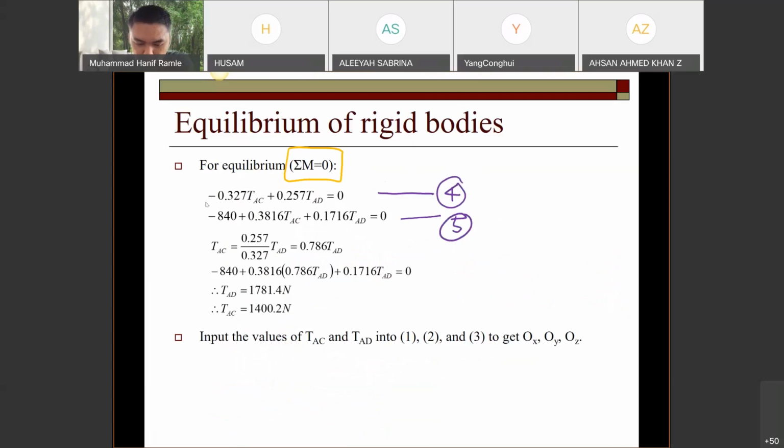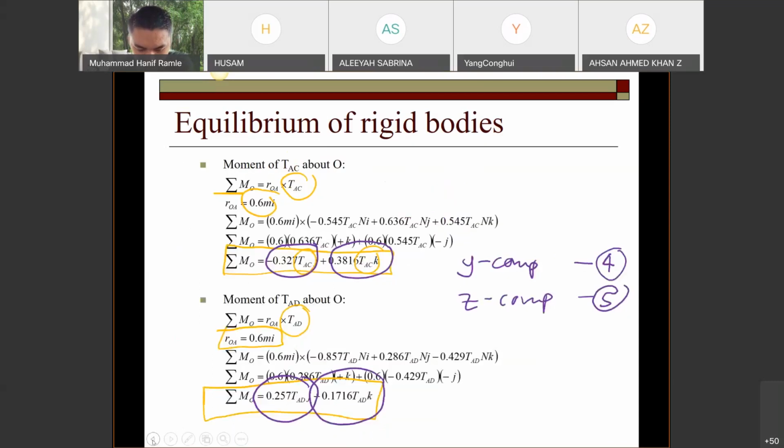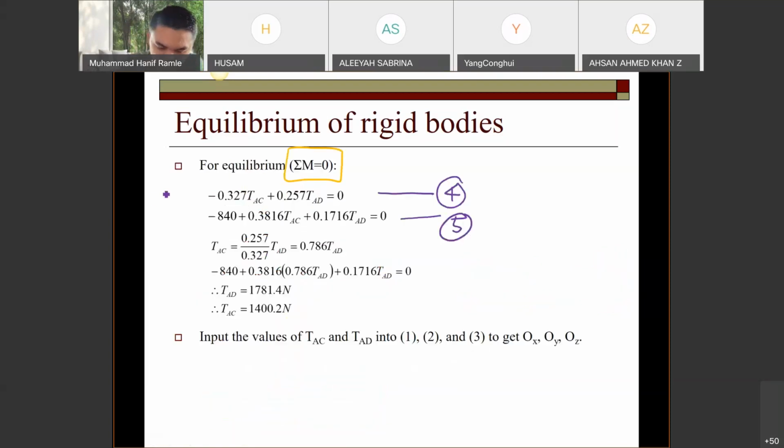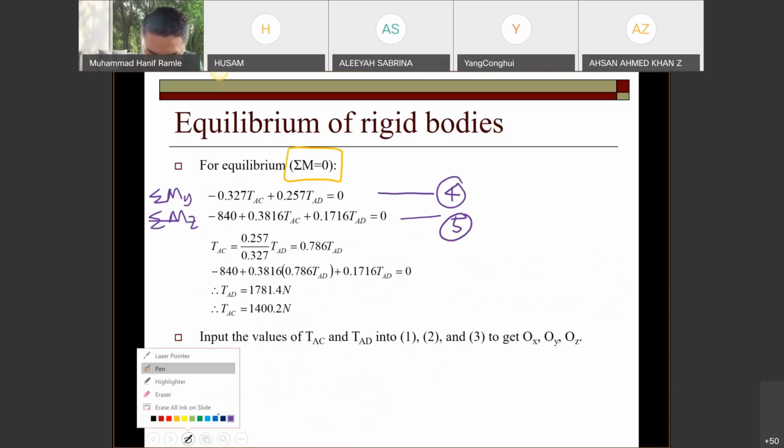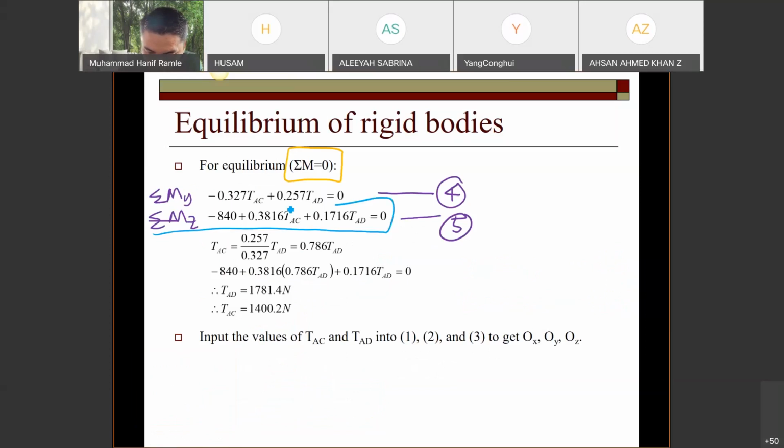This 0.327 is actually for the y component, plus this 0.25. This is the y component and this is the z component. Once you have equations 4 and 5, you can solve these first, because there are only two unknowns.